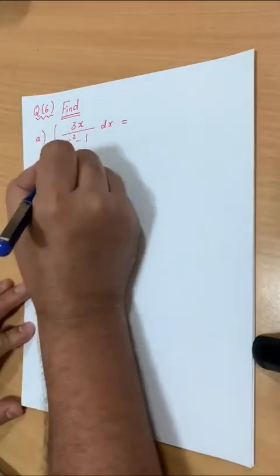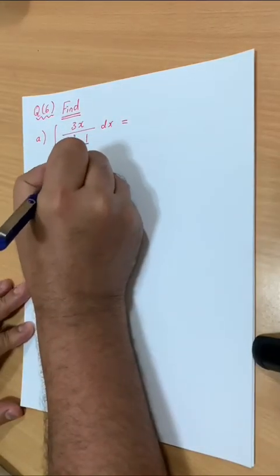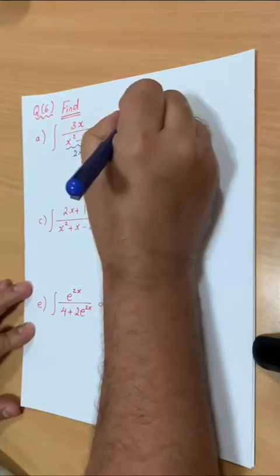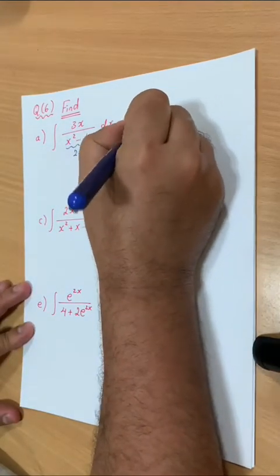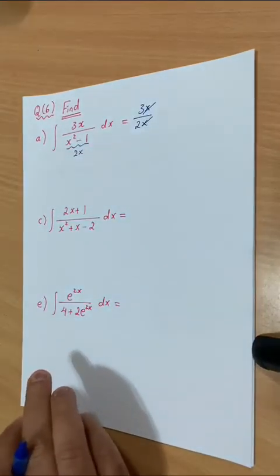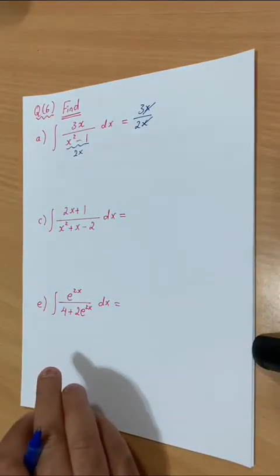Yes, the derivative of the denominator is 2x, and you have 3x here. So 3x over 2x, x will cancel x, and only 3 over 2 is left.